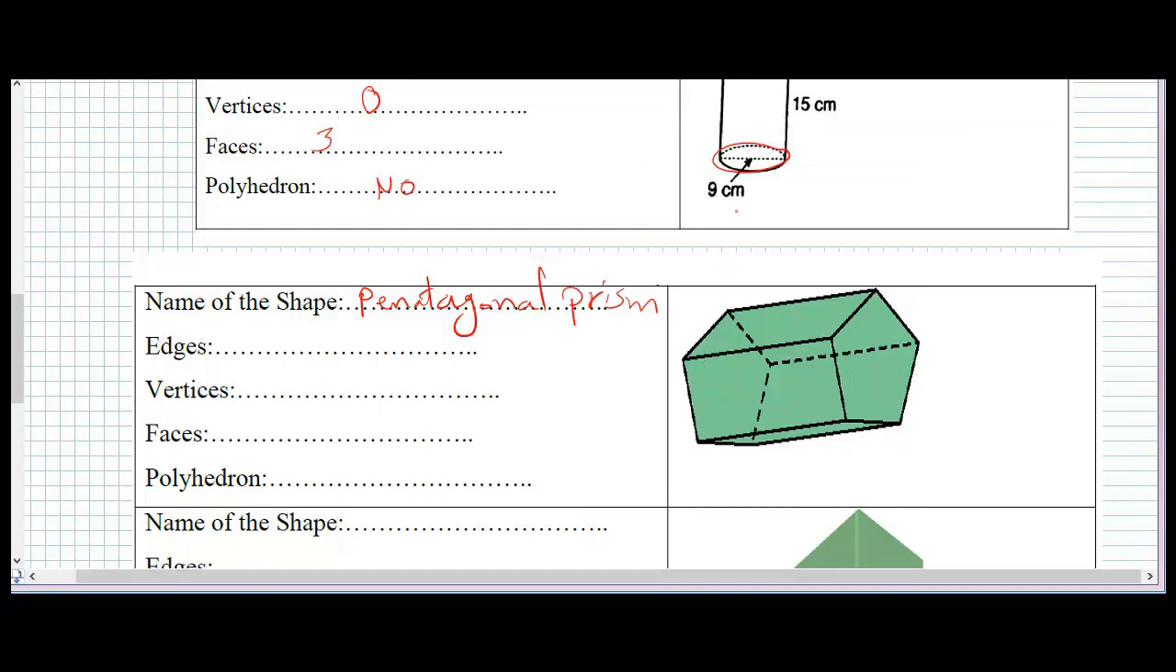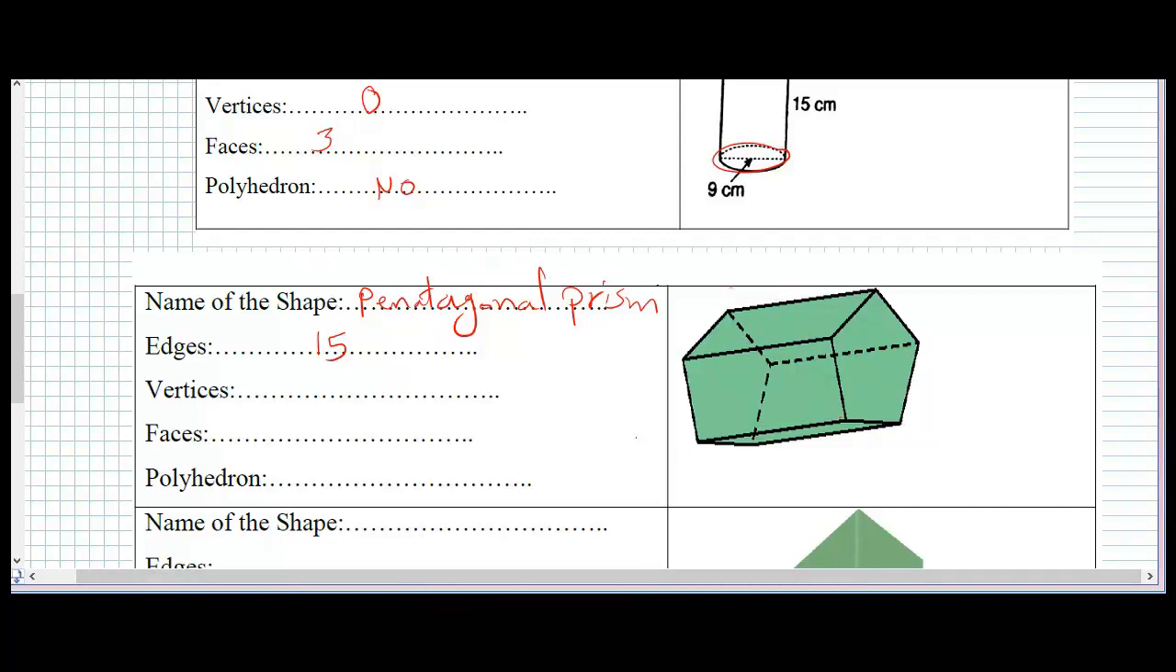How many edges do we have? Let's count how many edges. We have 1, 2, 3, 4, 5 in the front, 5 in the back. So this is 10. Okay. Then we have 1, 2, 3, 4, 5, another 5. So that means 15 edges: 5 up, 5 down, and 5 on the sides.